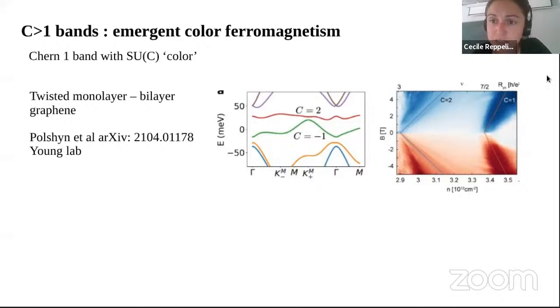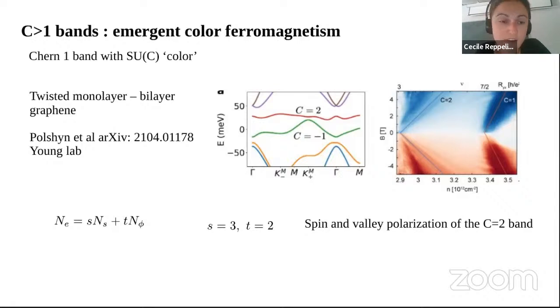Now, what's new here is that there's an additional correlated insulator that occurs at a filling 7/2, so 3 plus 1/2, and with a Hall conductivity of 1.